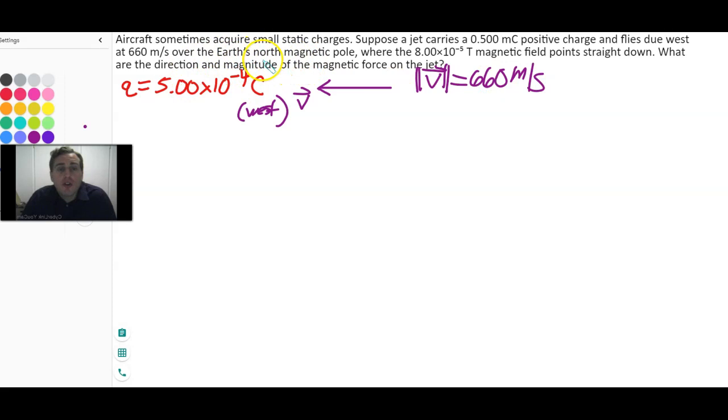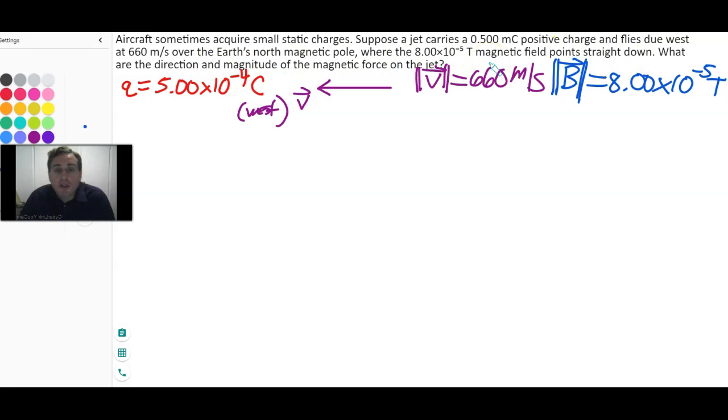Okay. And it's over Earth's north magnetic pole, where we know the magnitude of that magnetic field. So that's the B vector, because it's a magnetic field, and that has a magnitude of 8.00 times 10 to the minus 5 Teslas. So this would be 0.8 Gauss. Typically on the Earth's surface, we assume that Earth's magnetic field in general is about maybe 0.5 Gauss. So this right here is 0.8 Gauss. Near the Earth's magnetic north pole pointing straight down, it's a little bit larger.